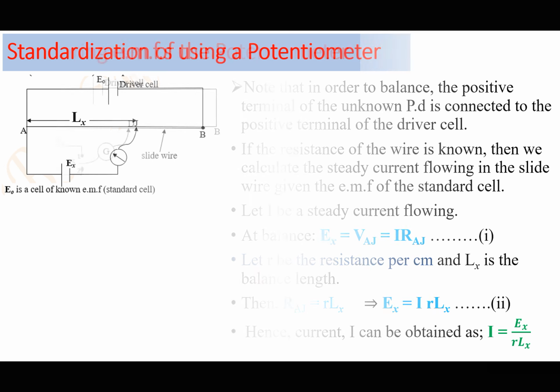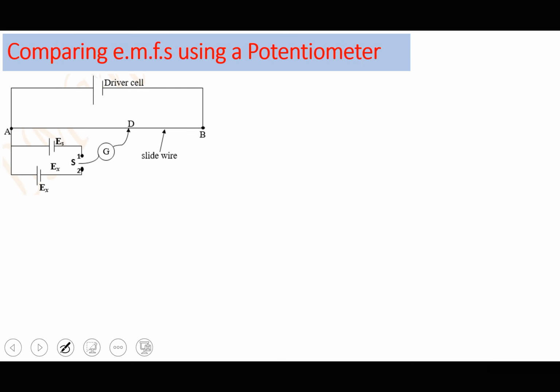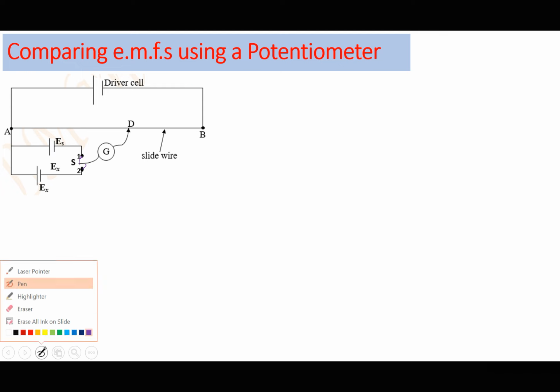Let's try to compare EMFs using a potentiometer. So let's have two cells. I can close the switch to position 1 and move the jockey along line AB until I get a balance. I measure the length, which I will call Ls. Then I close the switch to position 2 and adjust the jockey until I get another balance, and I call that length Lx. The question is, what is the relationship between the EMFs? How do we compare the EMFs using a potentiometer?